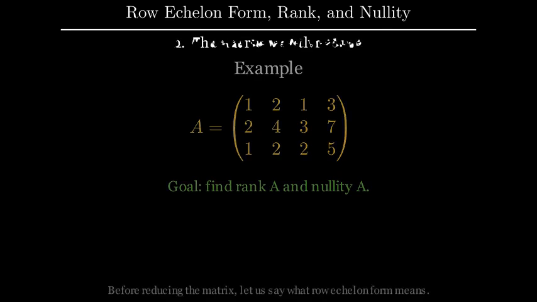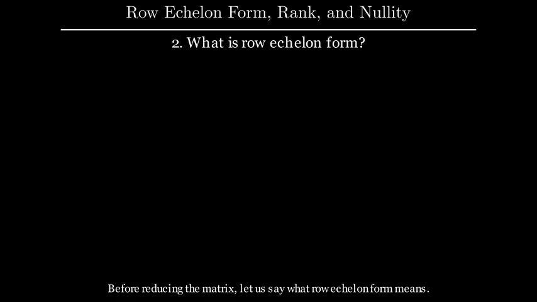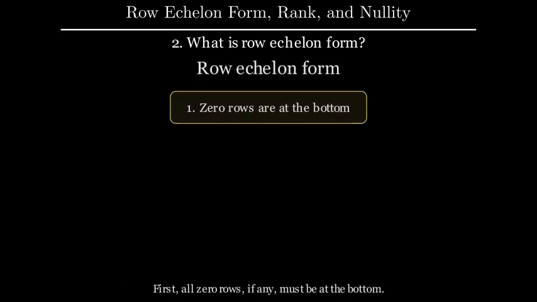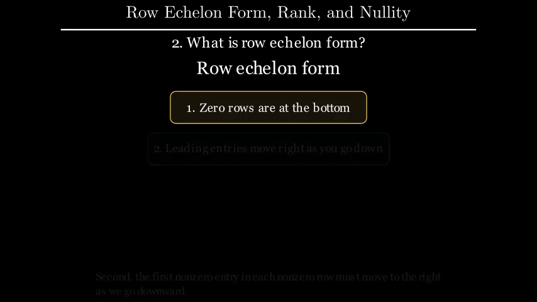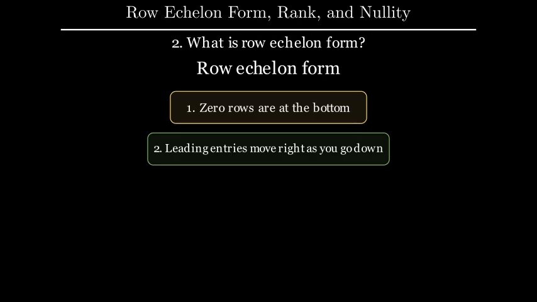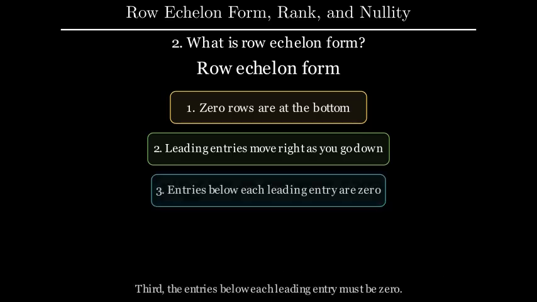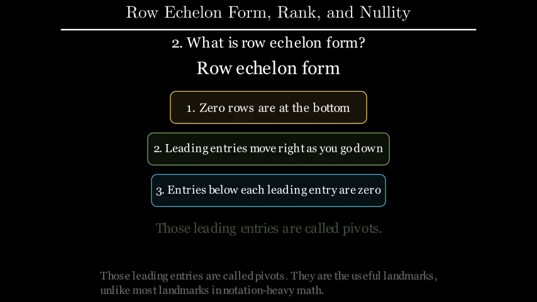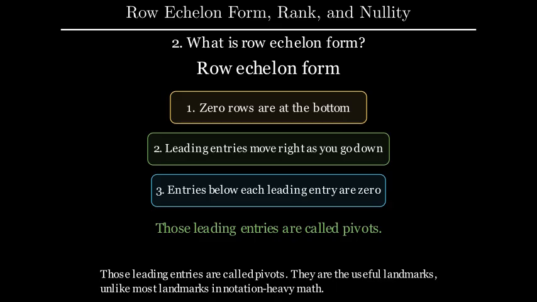Before reducing the matrix, let us say what row echelon form means. First, all 0 rows, if any, must be at the bottom. Second, the first non-zero entry in each non-zero row must move to the right as we go downward. Third, the entries below each leading entry must be 0. Those leading entries are called pivots. They are the useful landmarks. Unlike most landmarks in notation-heavy math.